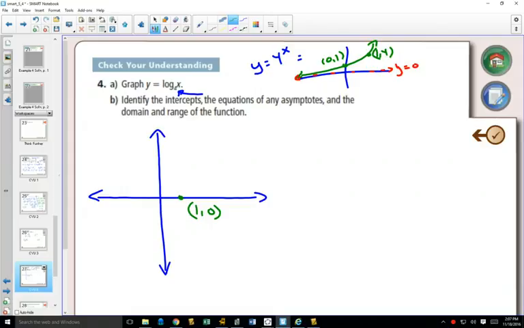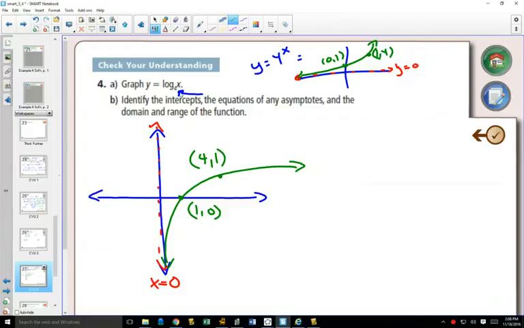And since the base is 4, I'm going to have the point (4, 1). If you did a log base 7 graph, you'd have (7, 1). A common log, you'd have (10, 1). All log graphs have this shape, and all log graphs will have an asymptote at x equals 0.